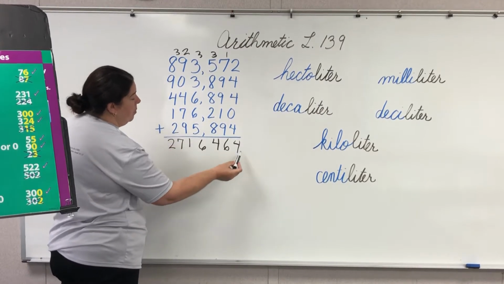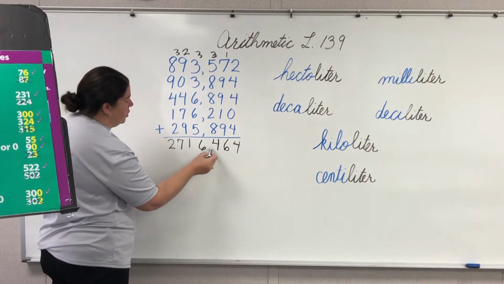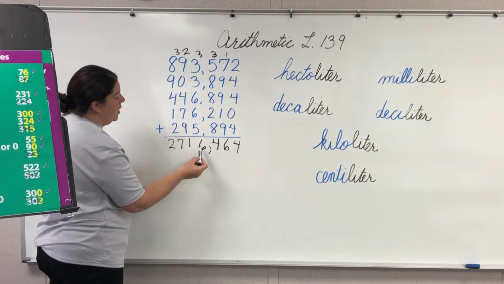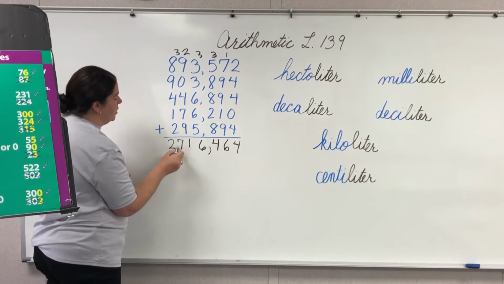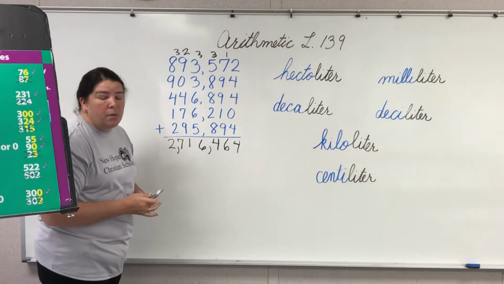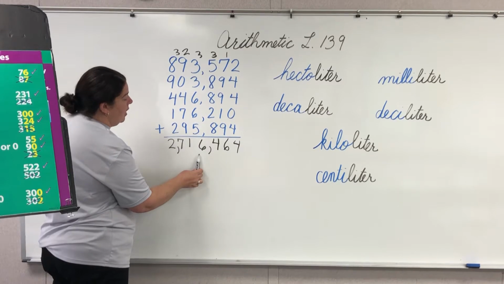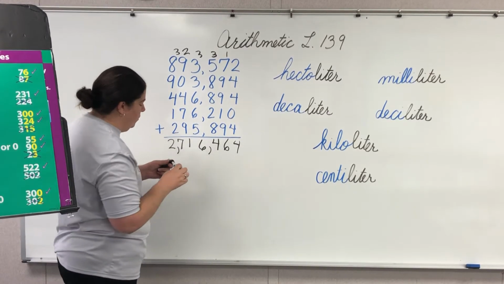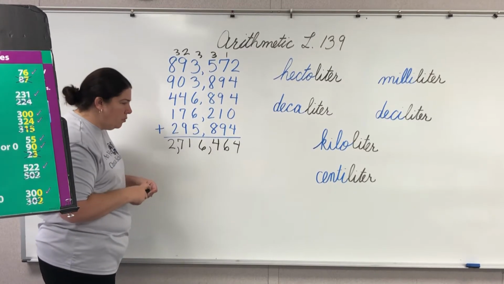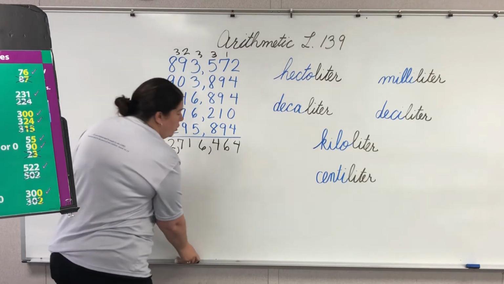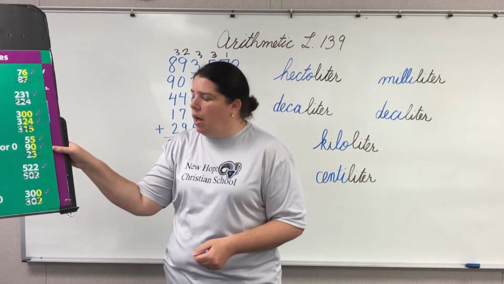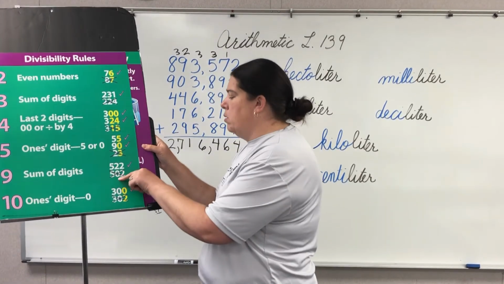Boys and girls, remember, ones, tens, hundreds, comma, 1,000, 10,000, 100,000, comma. Let's read this out loud. 2,716,464. Very good.